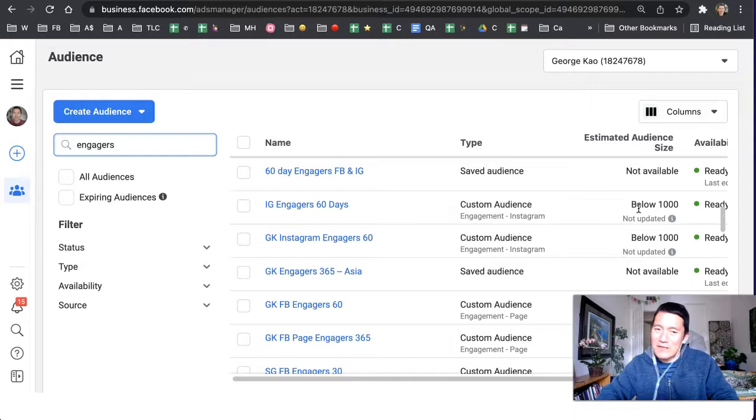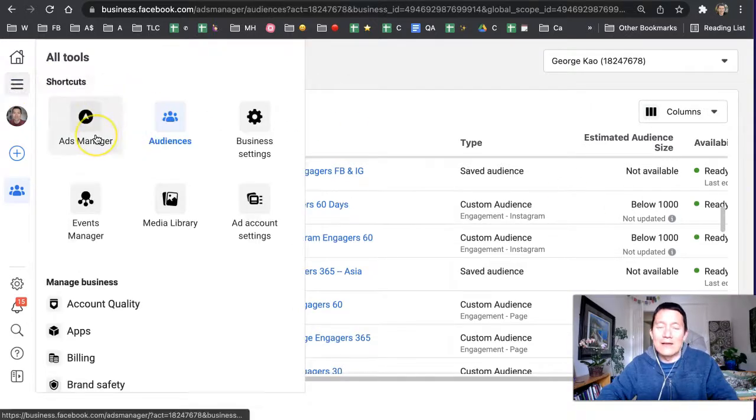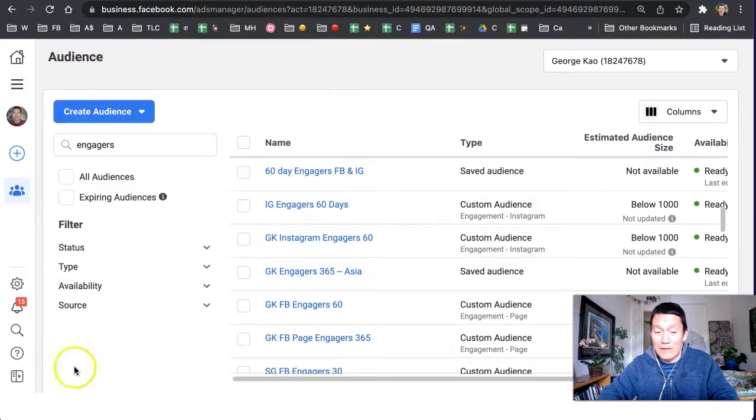So just keep on working on it until, again, the most reliable way is to actually run a one week ad and see how many people you get to. So I hope this helps.